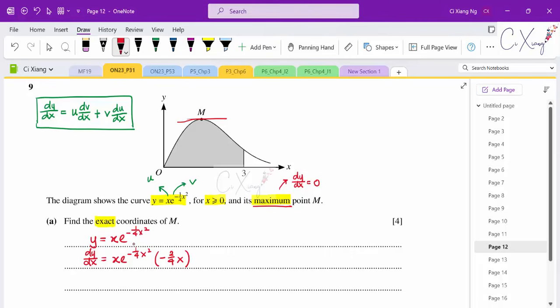So this is copy the first bracket, differentiate the second. Then now you do it the other way around. You copy the second bracket, differentiate the first. So differentiate x, what do we have? You have a 1.